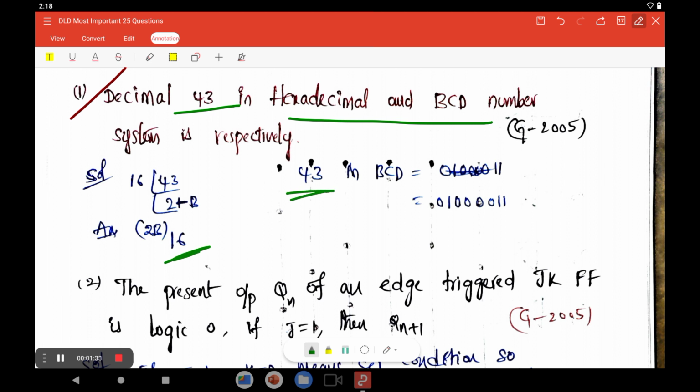At the same time, 43 can also be represented in the form of a BCD format. If you are representing in terms of a 4-bit format, 4 is 0 1 0 0. At the same time 3 is equal to 0 0 1 1. So by combining these two, it becomes a BCD number. So this question is also a GATE 2005 question. In the year 2005, it was a 1 mark question in GATE.